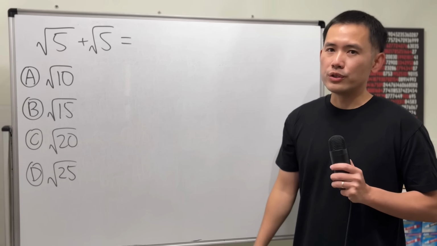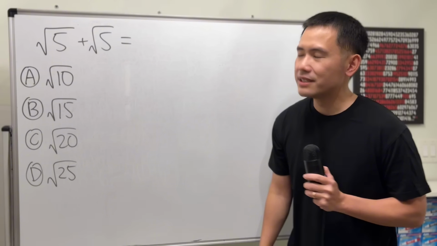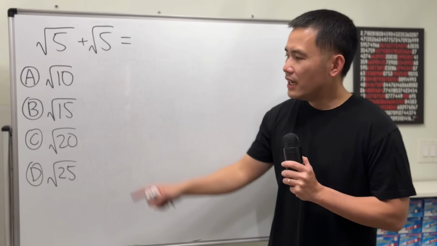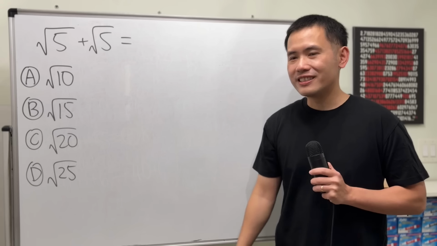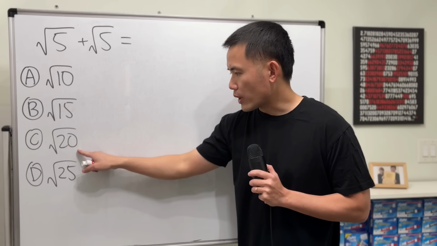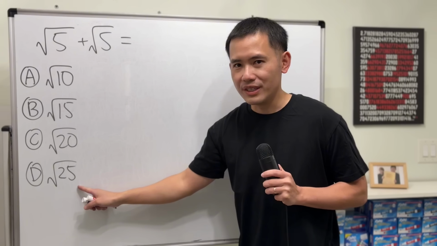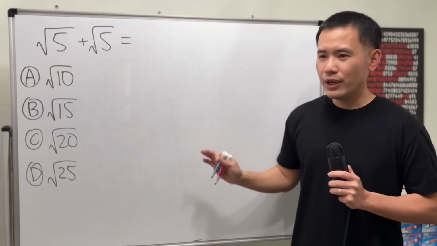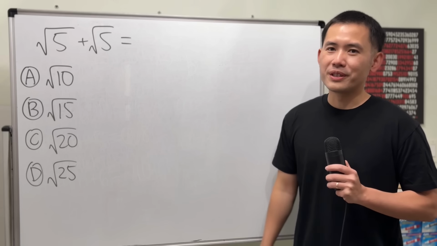Here's a fun square root question that I like to ask my algebra students. What is square root of 5 plus square root of 5? And I also like to give them these options: square root of 10, square root of 15, square root of 20, and also square root of 25. Well, you should pause the video, think about it, put your answer in the comment before you watch the solution.